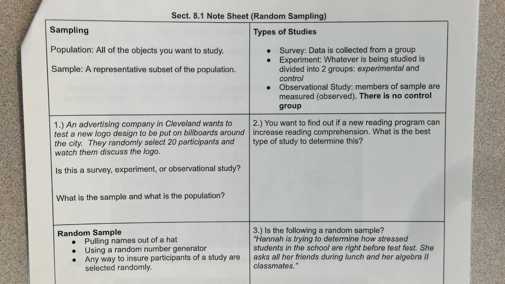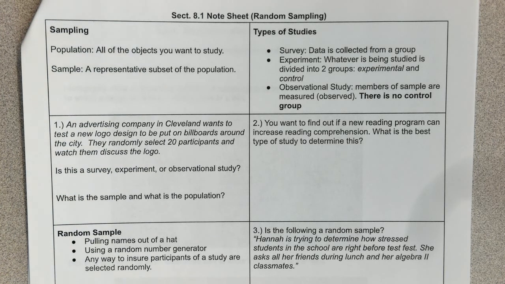There are three different types of studies that we're going to look at today. The first one is a survey, and you're probably all familiar with surveys. It's just when you collect data or information from a group. Sometimes that's literally the name of the questionnaire: a survey. An experiment is when you're studying something and you divide the objects into two groups. One is an experimental group where you do something, or take something away, or add something to that group to see if it has an effect. The other group is a control group where you don't do anything to it.